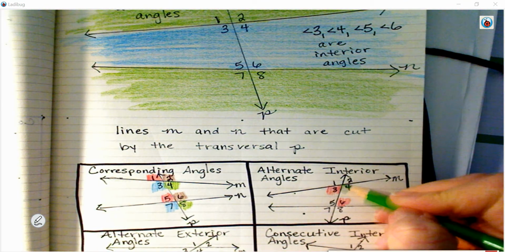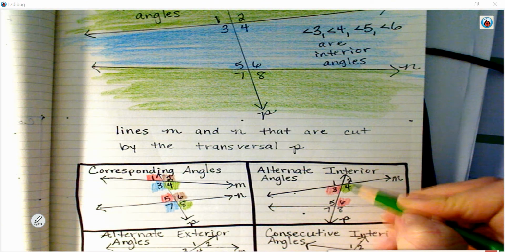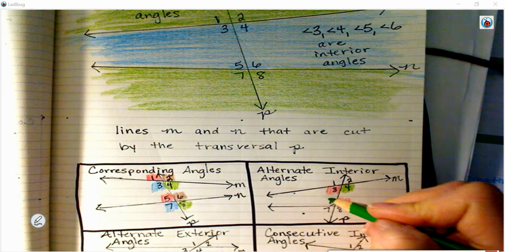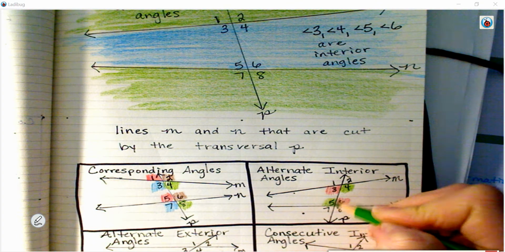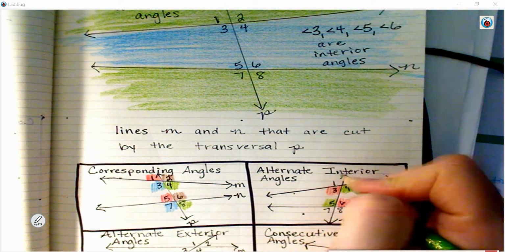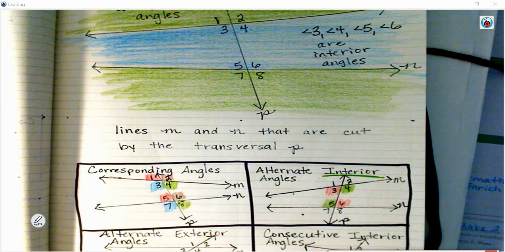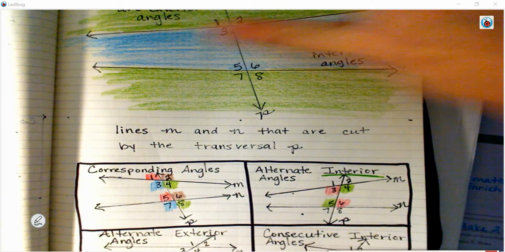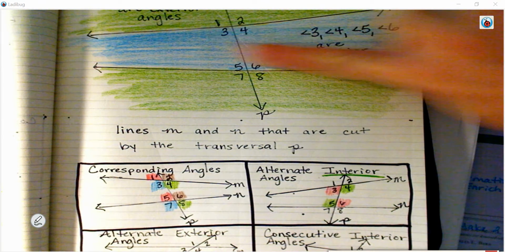And then I could look at 4. The other interior angle that is on an alternate side from angle 4 is angle 5. It has to be interior. 7 is not an interior angle, it is an exterior angle. So pay very close attention to that word, whether it says interior or exterior. Interior, I can only pick from 3, 4, 5, and 6 right here on the inside.